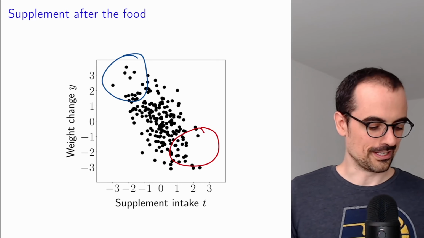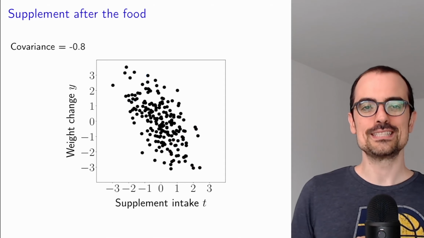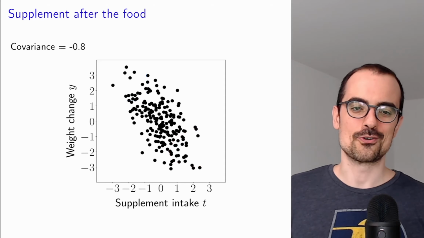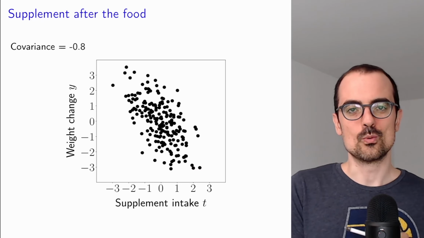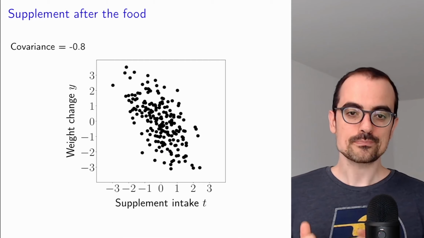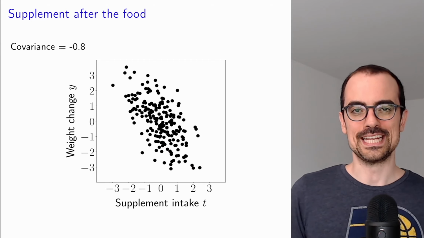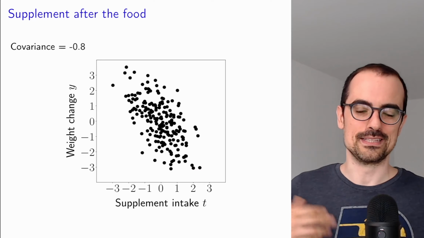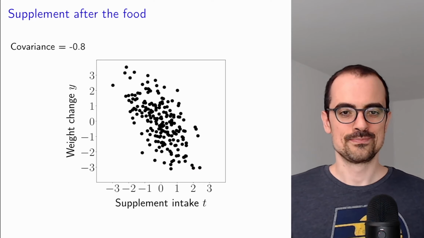So what is going on here? The covariance is minus 0.8. There's a strong negative correlation between the supplement and the weight of the guinea pig. So it looks like the supplement is actually hindering the guinea pigs from gaining weight instead of helping them to gain weight. So the people in the guinea pig rescue are very, very confused.